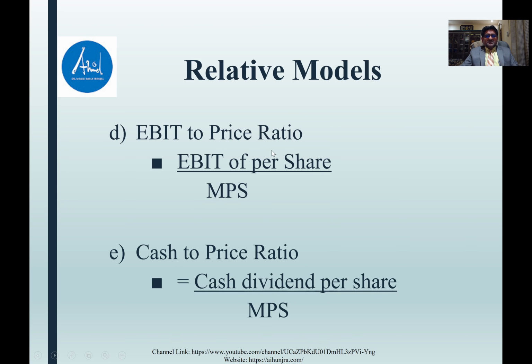So the fourth model under the head of relative models is the EBIT to price ratio, earnings before interest and tax per share divided by market price per share. Then the next can be the cash to price ratio, cash dividend per share divided by market price per share. So under the head of relative models, there are 5 different models which are used to calculate the fair price of the stock.